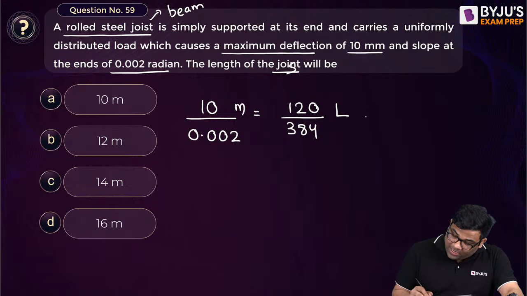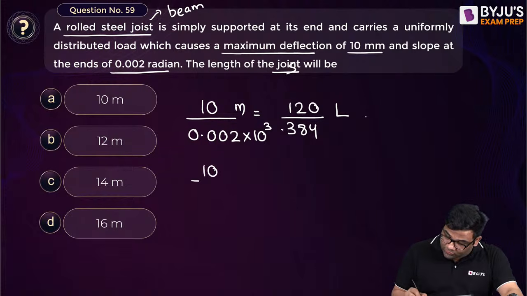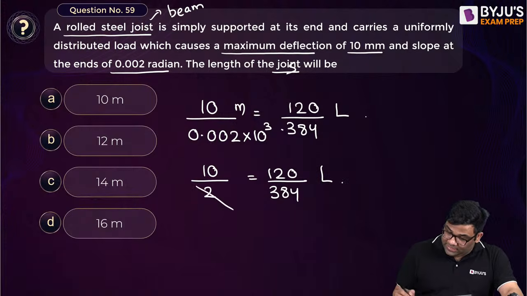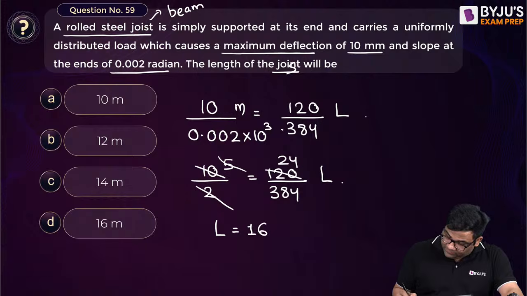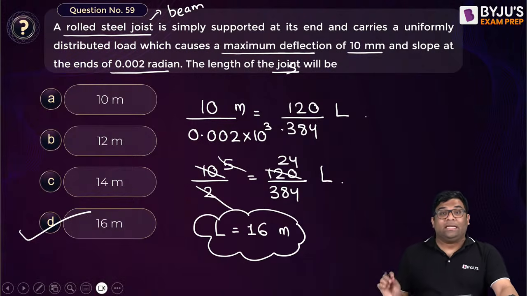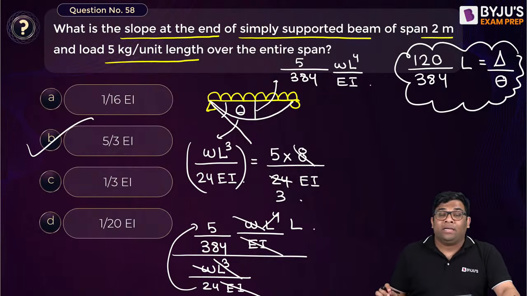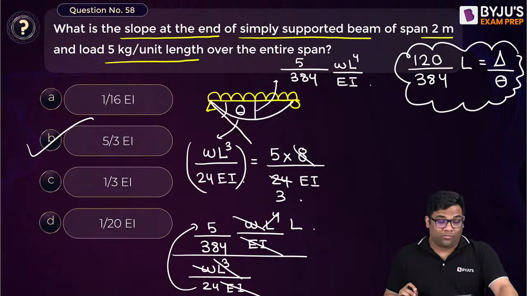What I will do is divide by 1000, or multiply 10 to the power 3 in the denominator. So this becomes 10 by 2, and this is 120 by 384. Now I'll get the answer in meters. So this I can say is 5, and this again became 24. So L is how much? 16 meter you're getting. Yes, 16 meter. Again you can see that this question was a little complicated, but you were able to solve it properly because you know the formula.